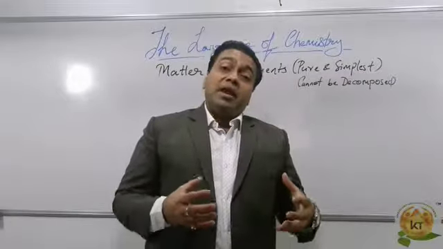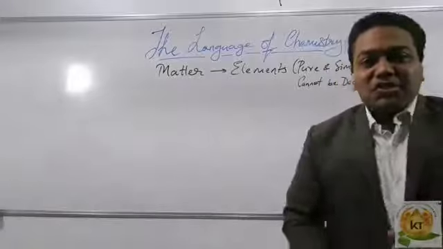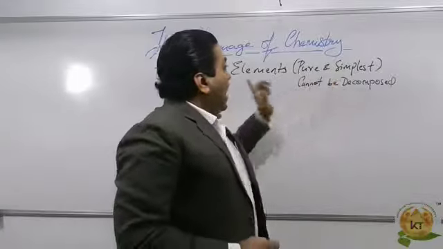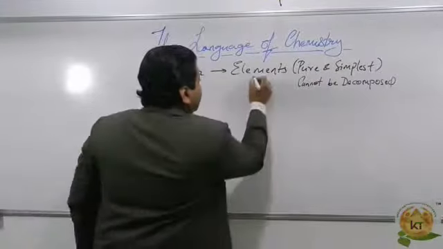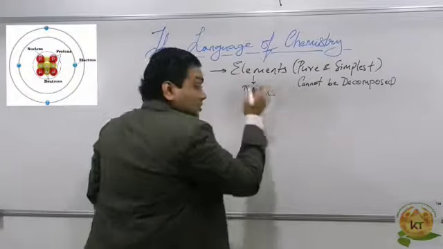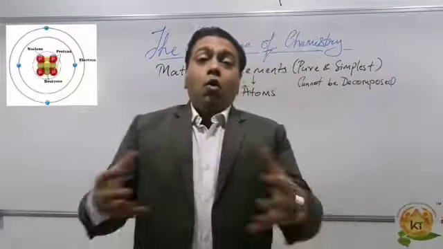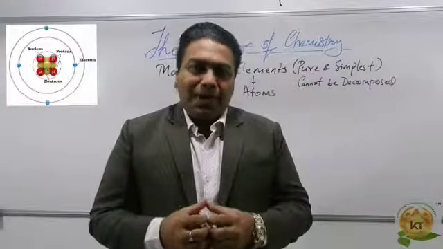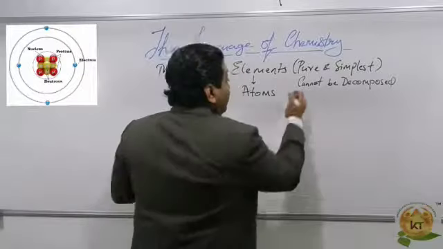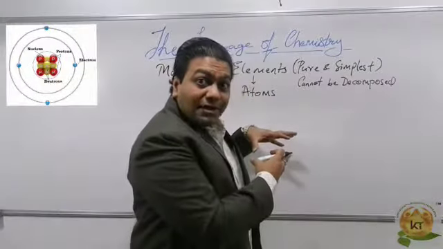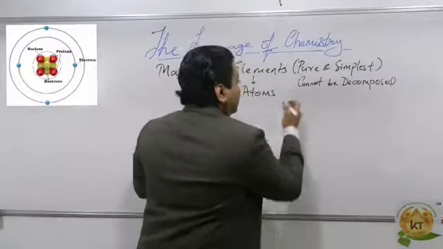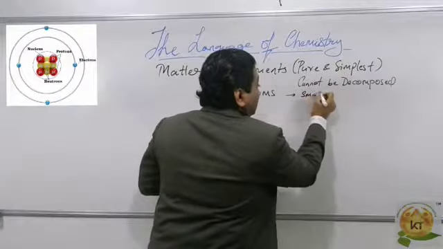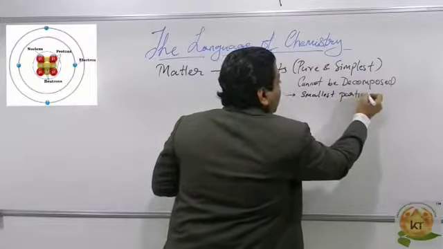And what are elements made up of? Elements are made up of atoms. An atom is the simplest, smallest, indivisible particle of an element, right? So when one or more atoms combine together, they form an element. An atom is indivisible in nature. That was taught earlier. We are starting with chemistry language, so we are talking about atoms and their nature. This is the smallest particle of an element.